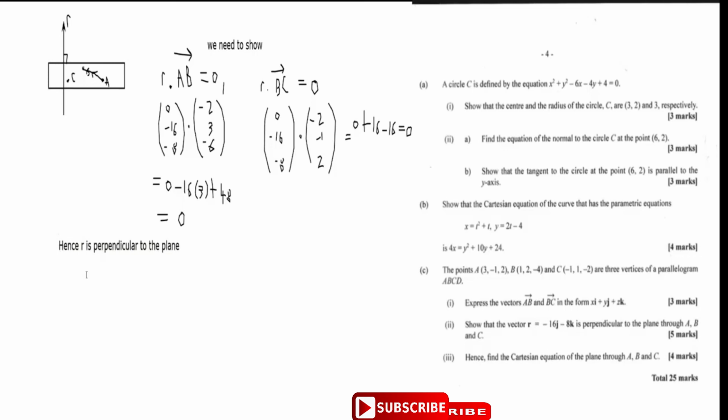Next it asks us to hence find the Cartesian equation of the plane. In order to do this, in order to find the vector equation first, we need a normal. Now, since R is perpendicular to the plane, then R can be a normal to the plane.